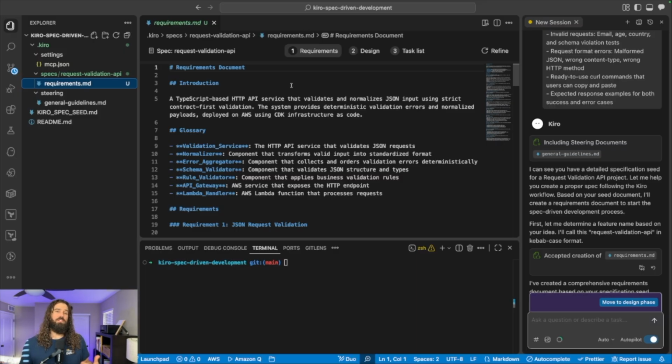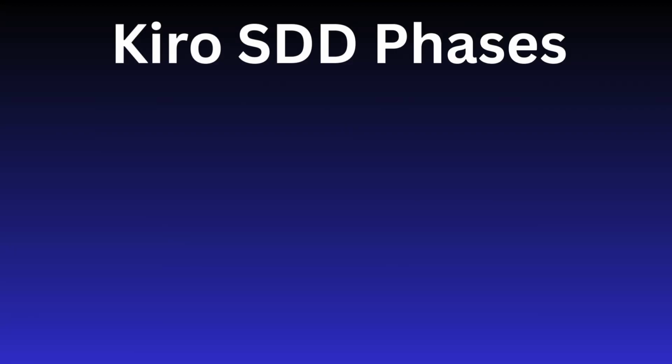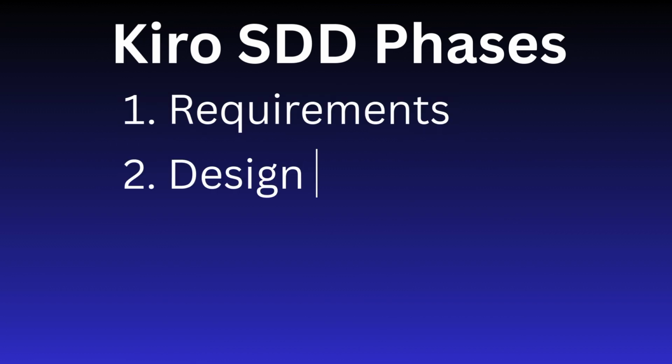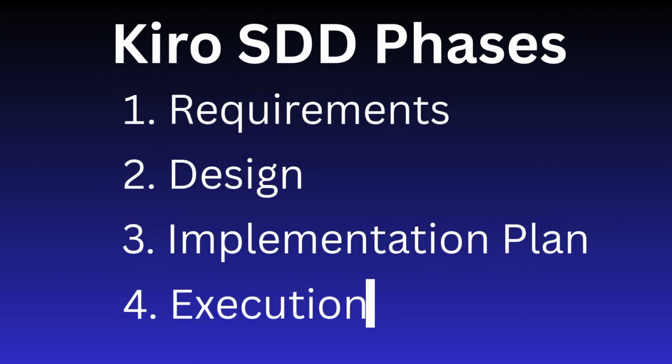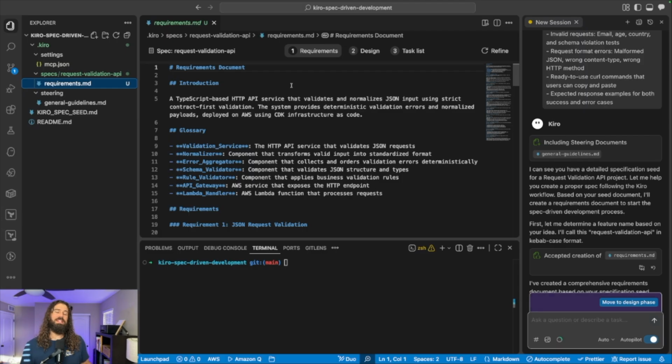The Kiro spec-driven development workflow has four main phases: requirements, design, implementation plan, and execution. First, Kiro will generate a set of requirements for the app or the feature that we want to build based on the initial prompt that we give it. It generates the requirements based on the Easy Approach to Requirements Syntax, or EARS, standard. This means that the document will include user stories, definitions, and clear acceptance criteria for the application or the feature to be considered complete.